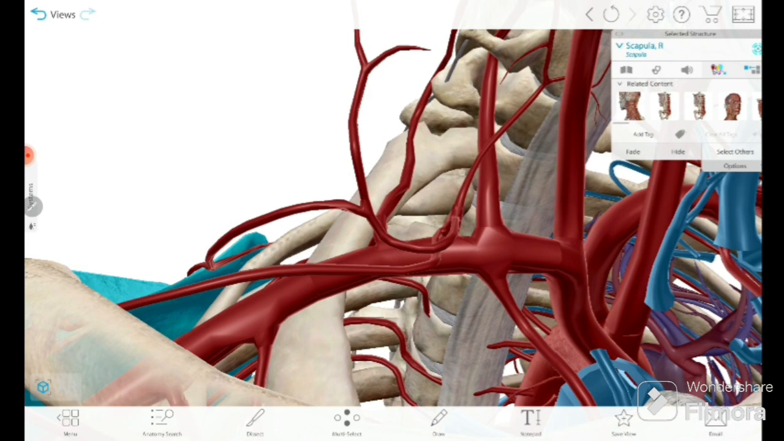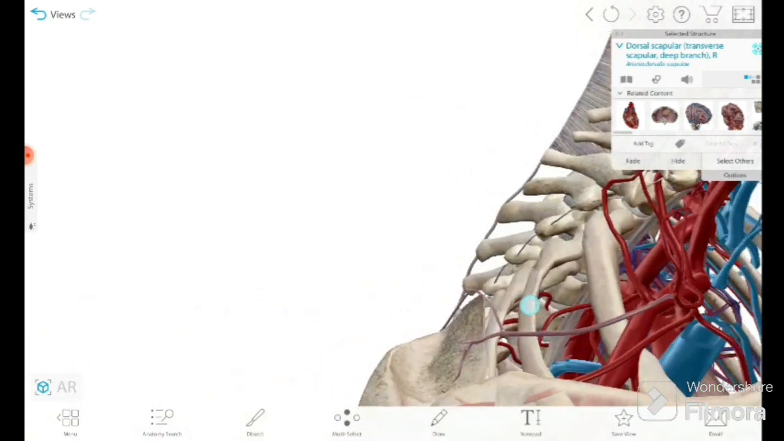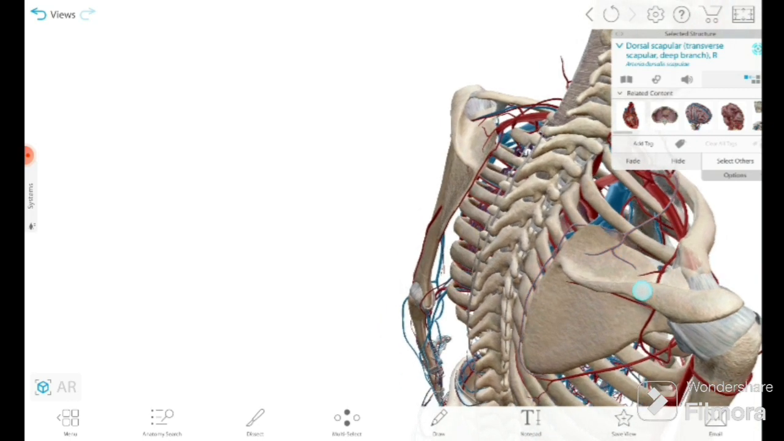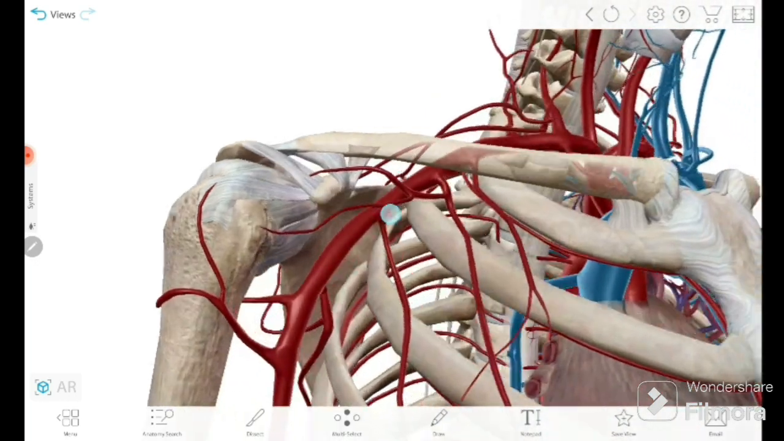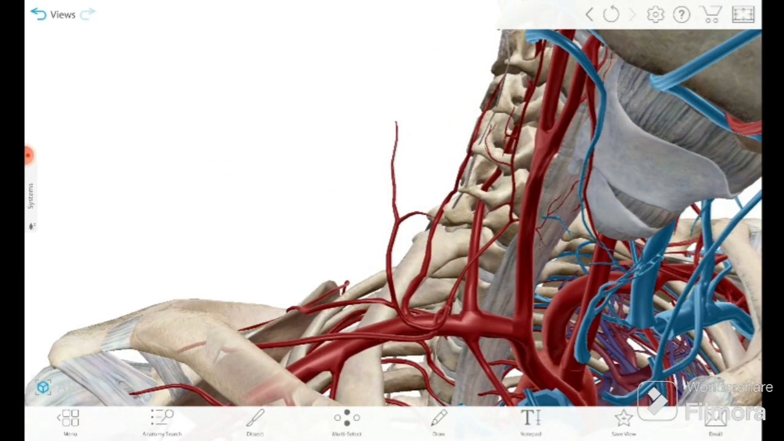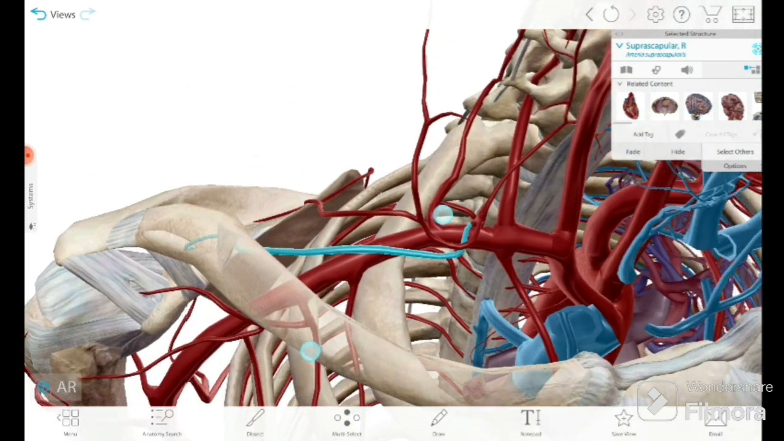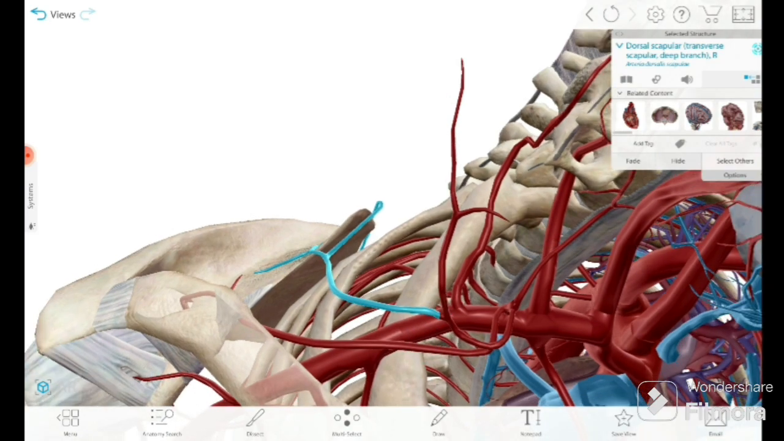So this branch over here is the dorsal scapular artery, and if I rotate the model, you can see that it is traveling dorsally over the scapula. So this artery arising from the transverse cervical artery, traveling like this, is the dorsal scapular artery. The subclavian part of the anastomosis is being formed by the dorsal scapular artery.